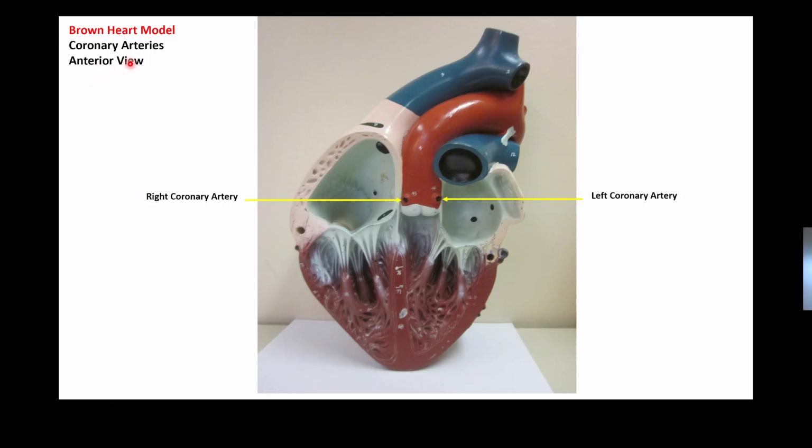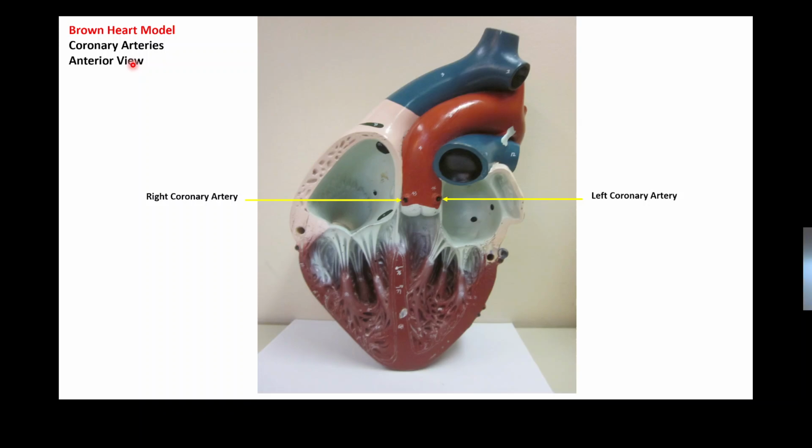So let's take a look now. What we just did was the great vessels. Let's take a look now at the coronary circulation. This is the blood that is going to feed the heart and drain the heart muscle of used blood. So we're going to call this the coronary circulation.